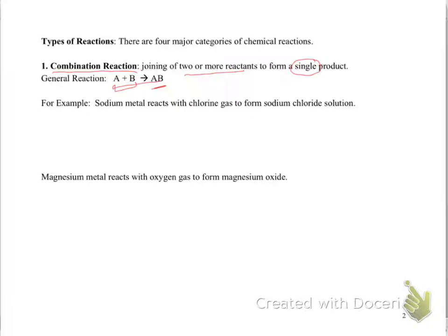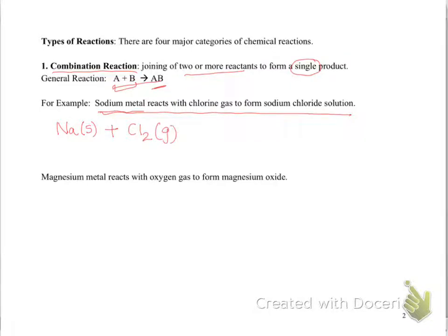For example, now given the statement, you should be able to write down an equation and then balance it. Because in chapter 3, we learned about how to write down the formulas. Sodium metal. Sodium symbol is Na. Metals are solid. You put S for the solid. Reacts with chlorine gas. Chlorine gas, how does chlorine occur in nature? As in the diatomic form.